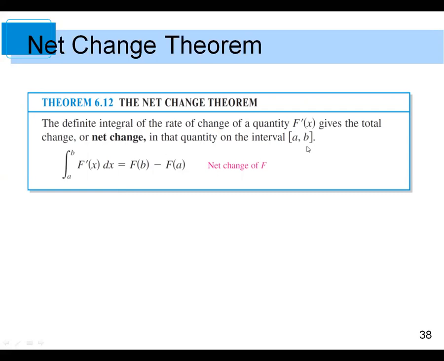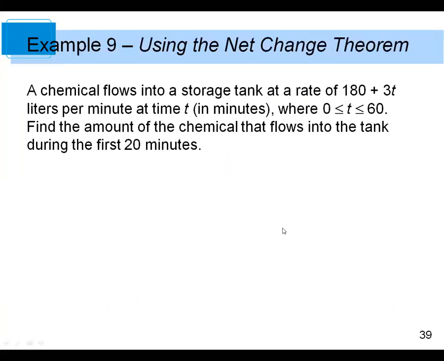So the definite integral of the rate of change of the quantity, F prime, gives the total change or net change in that quantity over the interval. So let's just think about this. A chemical flows into a storage tank at a rate of 180 plus 3t liters per minute at time t in minutes, where t is between 0 and 60. Find the amount of chemical that flows into the tank during the first 120 minutes.